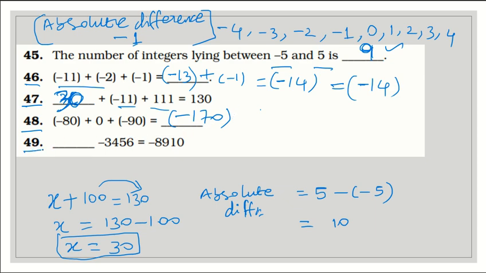Coming to question number 49, it is again one more important question. You can consider some variable, like y I have considered here.